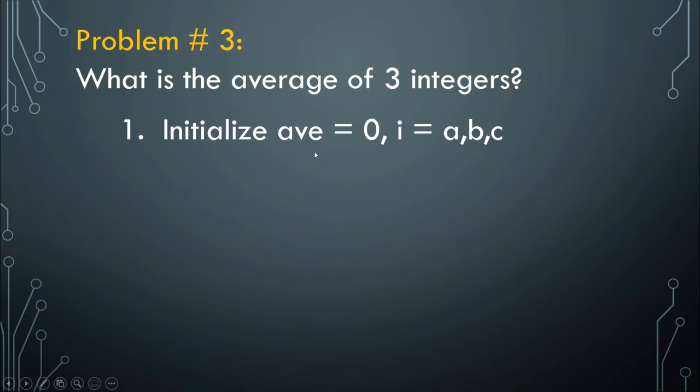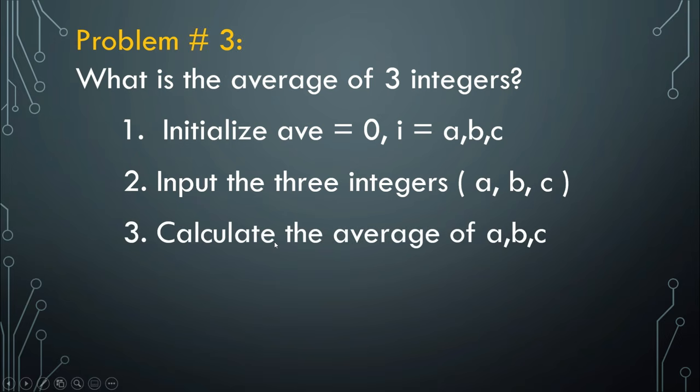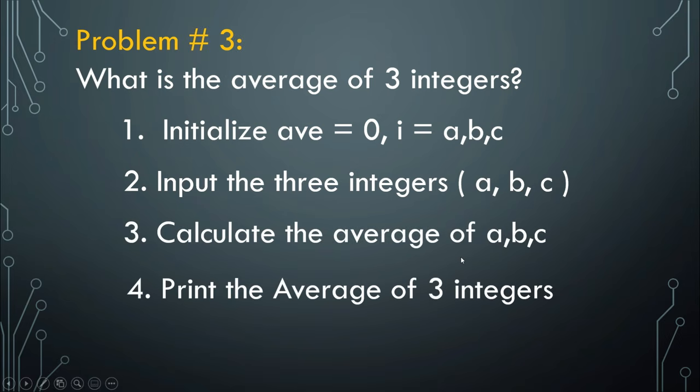So, yun yung una. Initialize. Next, input the 3 integers. I-enter mo raw yung tatlong integers na gusto mo. So, A, B, and C. Calculate the average of A, B, and C. Then, print the average of the 3 integers. Okay. So, ito yung algorithm.